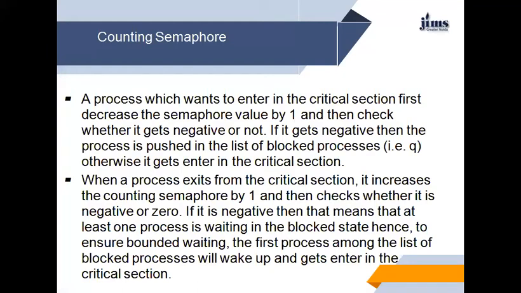When a process exits from the critical section, it increases the value; when it is entering, it is decreasing its value. When it is exiting from the critical section, it increases the counting semaphore by 1 and then checks whether it is negative or 0. If it is negative, then at least one process is waiting in the blocked state. Hence, to ensure bounded waiting, the first process on the list of blocked processes enters the critical section.